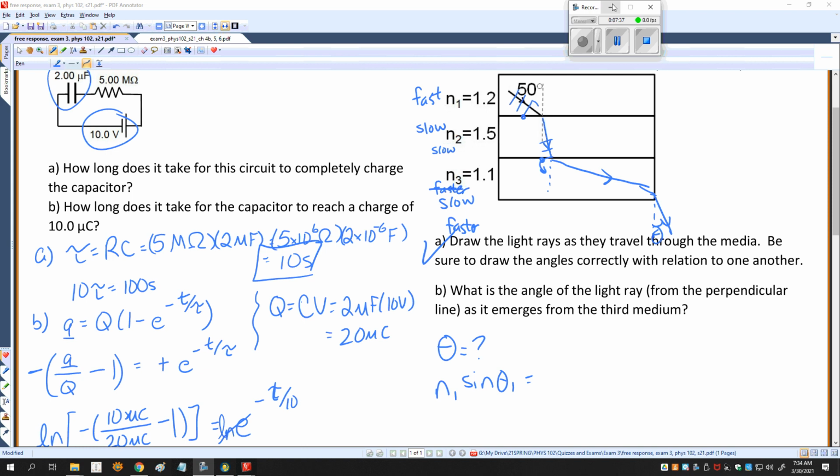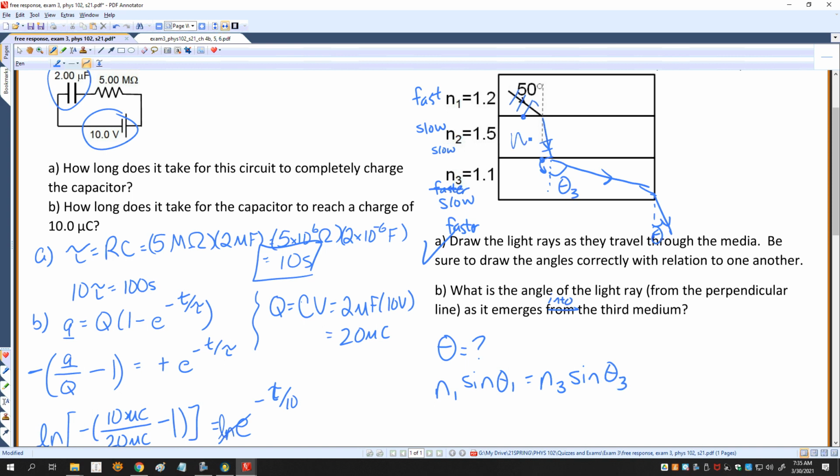Okay, I'm going to change this just a bit up. I'm actually going to change the wording of this problem to ask for this angle, which I'm going to call theta 3. So I'll ask for the light ray as it goes into the third medium, that angle theta 3. I'll reword that. Anyway, so N1 sine theta 1 is equal to N3 sine theta 3.